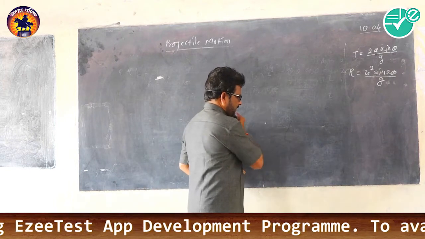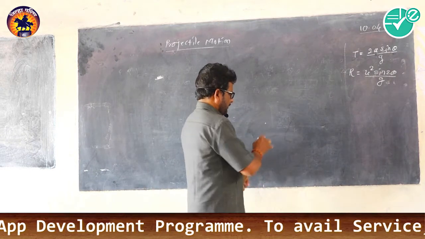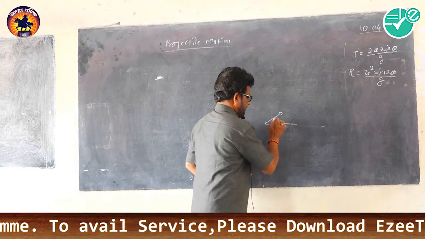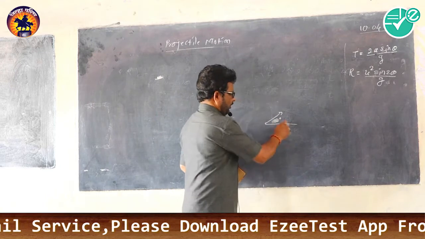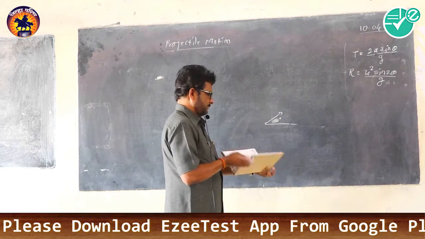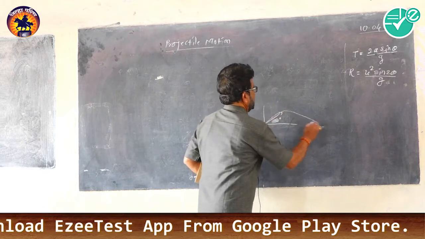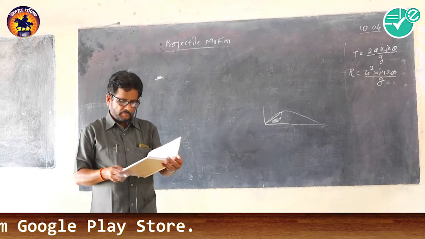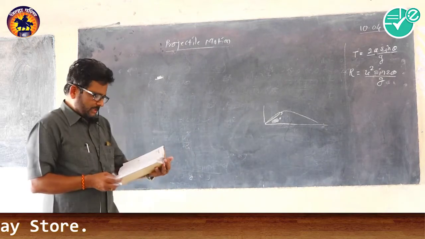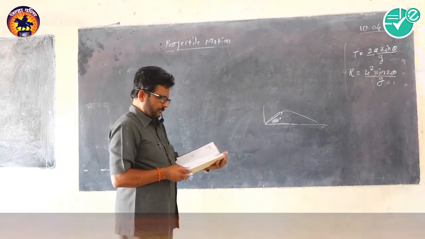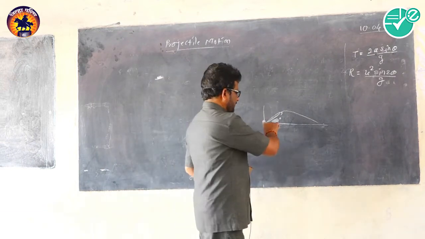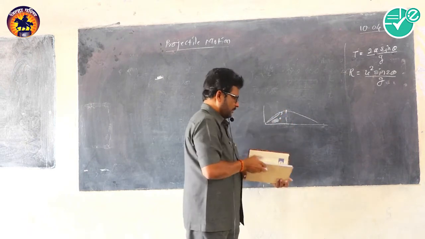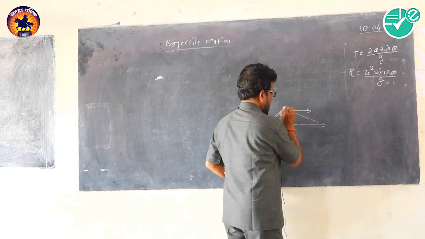A bullet is fired from this point by making an angle theta, that is 60 degrees with the horizontal, so that it moves in this way. Then the question is, the horizontal component of the velocity of the bullet when it reaches the maximum height. When the bullet reaches the maximum height here, then what is the horizontal component of the velocity here?